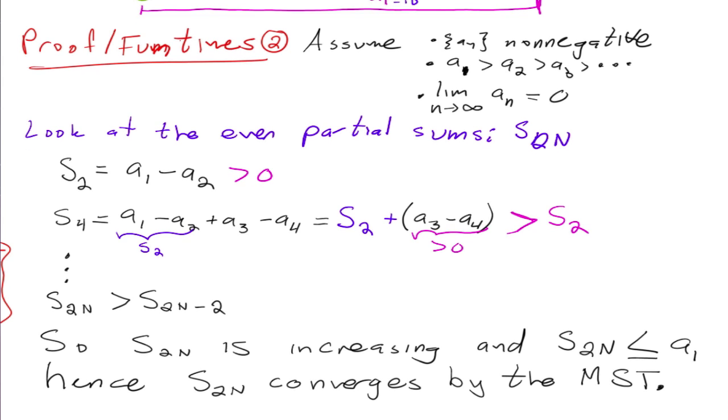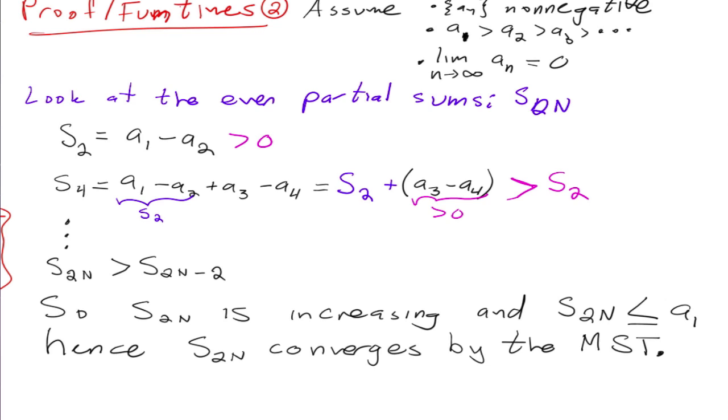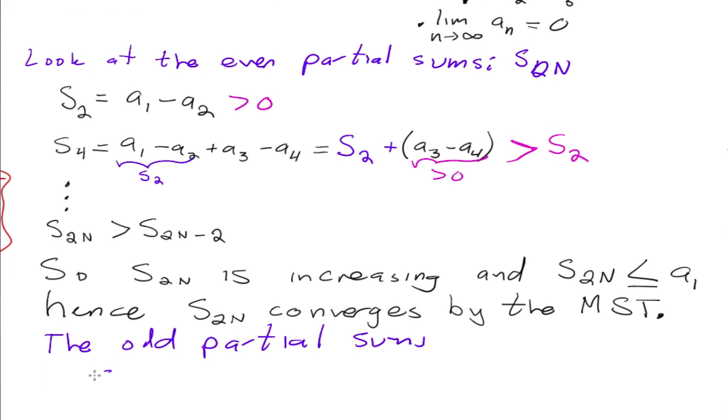Okay, so now, that was only the even partial sums. The odd ones, it's actually easier. Well, now that we have that one, we'll use it. So let's take a look at the odd partial sums. What we're going to do is write them in terms of the even ones. So for example, if I write down S sub 2n plus 1, that's going to equal S of 2n plus what?